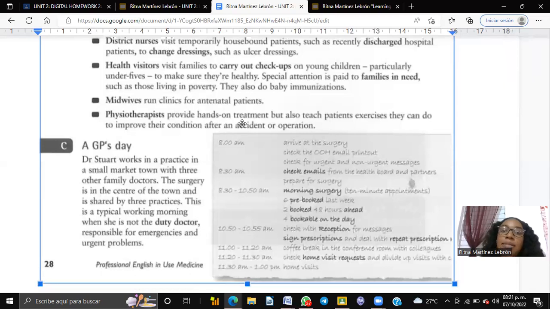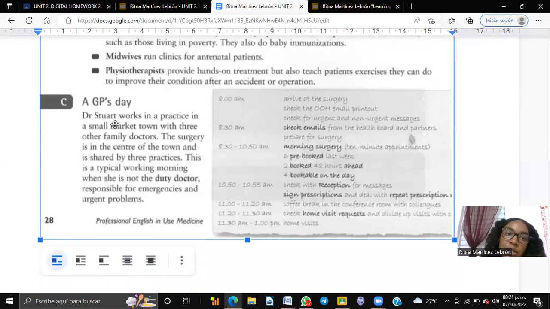Physiotherapists provide hands-on treatment for patients and advise what they can do to improve their condition after an accident or operation. A GP's day: Dr. Stewart works in a practice in a small market town with 3 other family doctors. The surgery is in the center of the town and is shared by 3 practices. This is a typical working morning when she is not the duty doctor responsible for emergency and urgent problems.